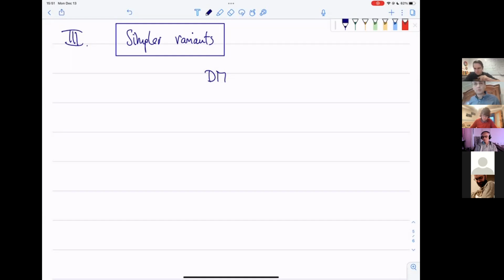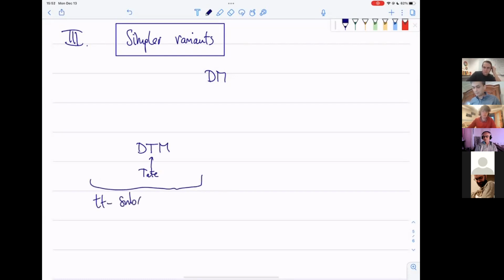So the notation is DTM, the T is for Tate. All the examples I'm going to describe here will be the tensor triangulated subcategories generated by some objects. And so in the case of T, you take just the spheres, the G_m.